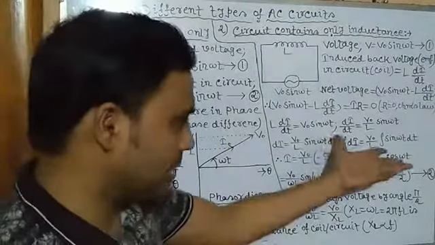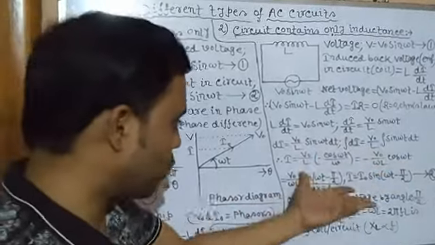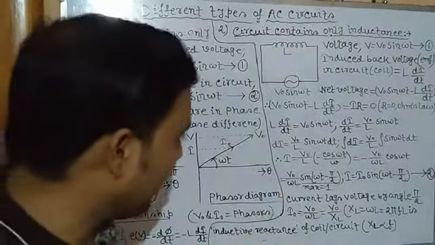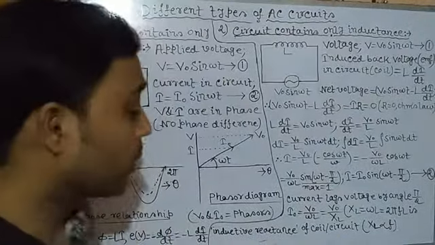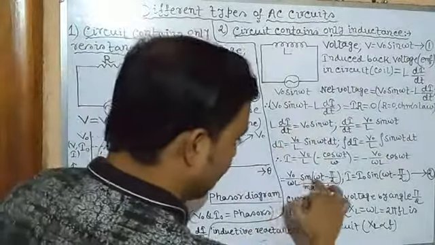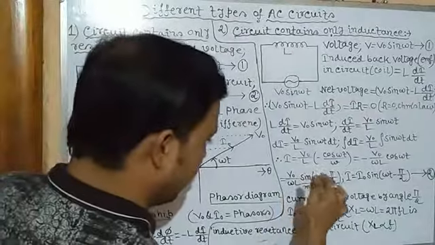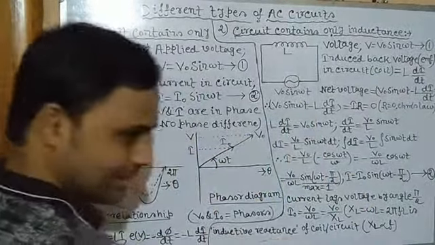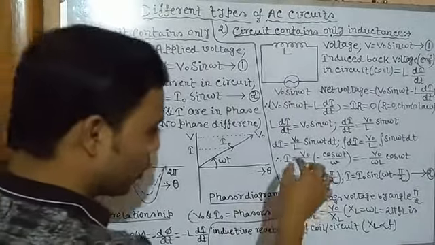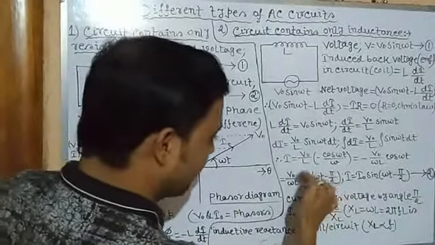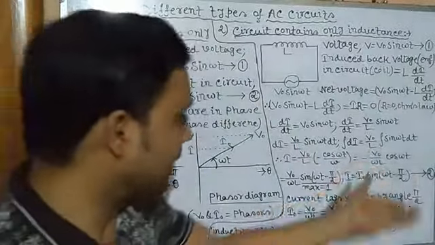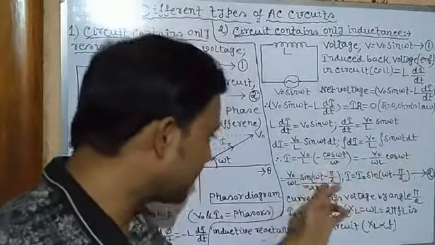So it is minus, because the integration of sin omega t is equal to minus cos omega t by omega, which equals minus V0 by omega L cos omega t. Now this is V0 by omega L into sin omega t minus pi by 2. Why? Now you know the formula for sin (A minus B): sin A cos B minus cos A sin B. Here cos 90 is 0, so the first term is 0, and the second term exists: cos omega t sin 90, and sin 90 is 1, so that's why minus cos omega t.